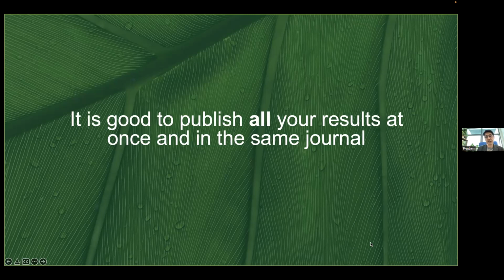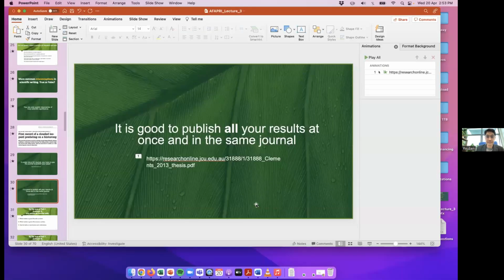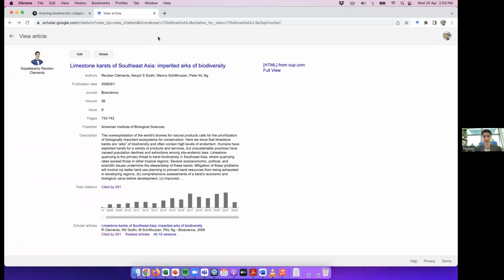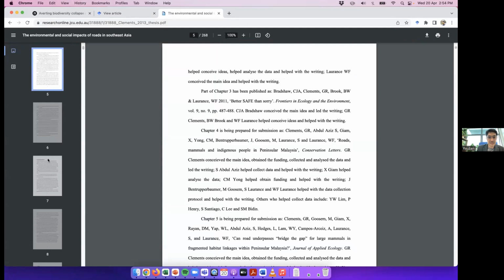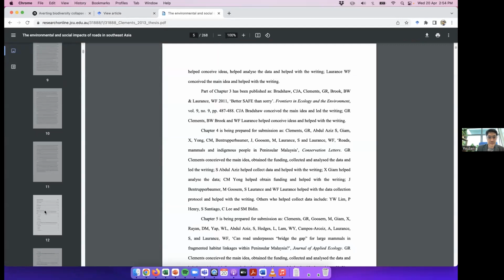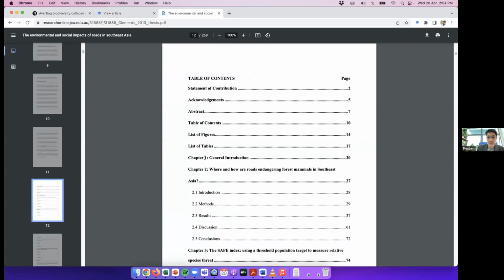Your thesis, for example, some of us may have written a thesis by chapter. So each chapter can be broken down into a different paper. For example, my thesis, I've managed to break down chapter by chapter and publish it. If you're interested to check out what my thesis looks like, you can have a look here. Sometimes in your thesis, there's a lit review, general introduction. In this case, that can be one paper. Chapter 2 was the paper I talked about just now, where roads are endangering mammals in Southeast Asia. This was actually my lit review in chapter 2 where I published it.